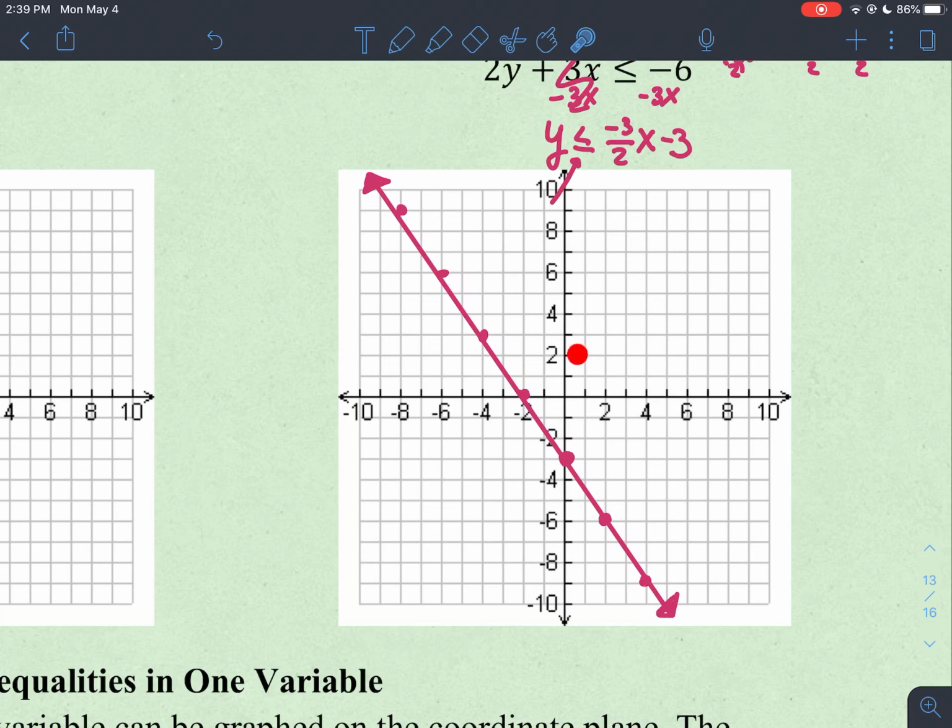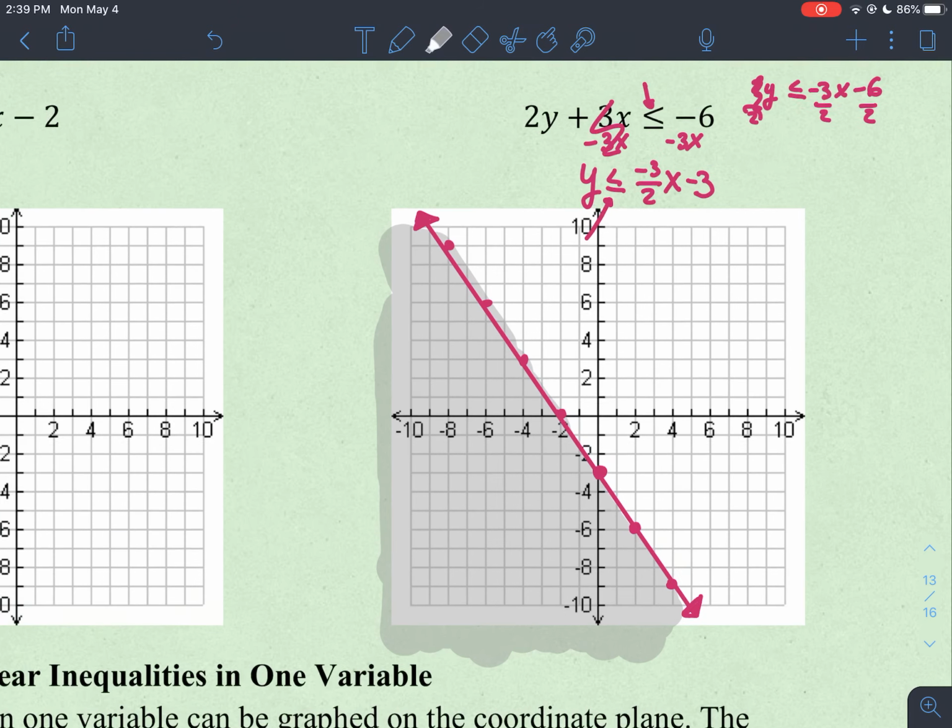So take a look at the line. What side would you say is the bottom side of the line? If you said this side, you're good to go. So shade as best you can, lightly under the line. Any number over here is going to make a true statement.